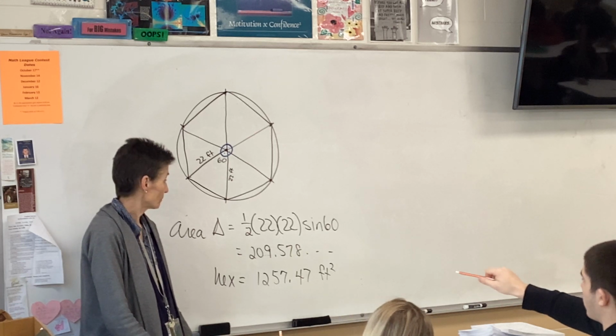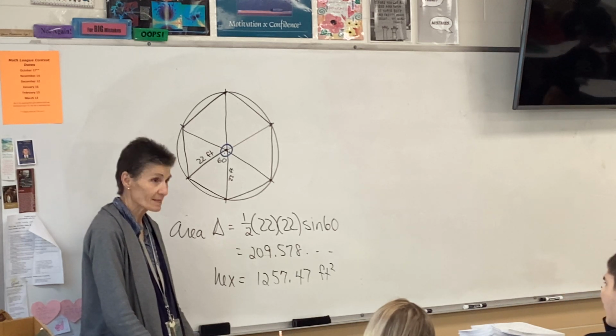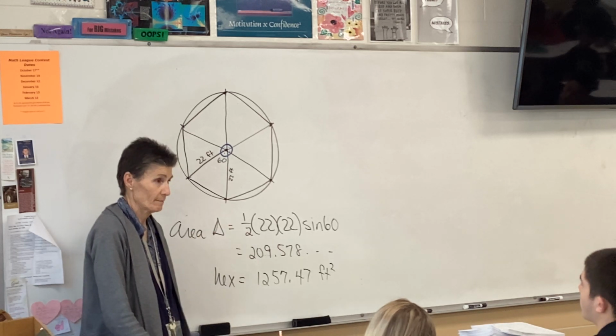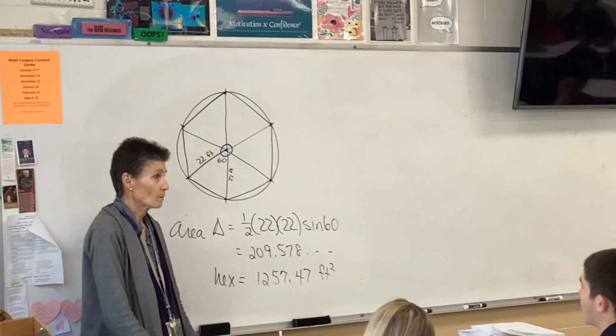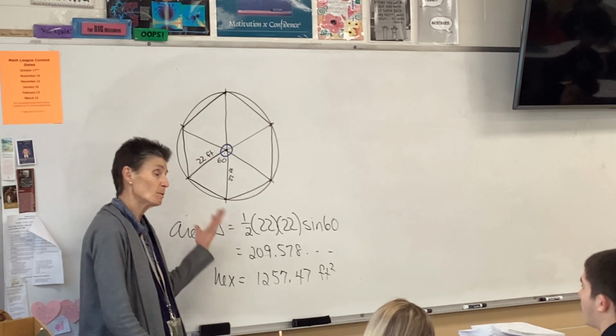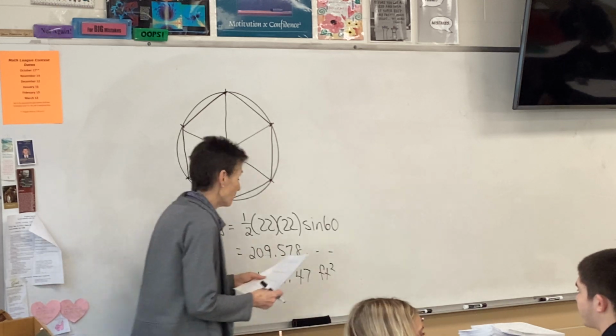I know it's half base times height. No, it's not half base times height. It's 1/2 side times side times sine. We did that yesterday. Okay, get out yesterday's notes. We could do 1/2 base times height, but we don't have a height. All right, number 2.